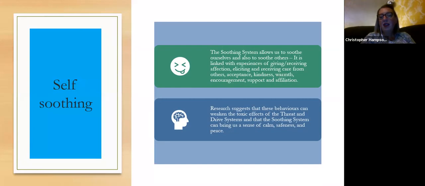So the soothing system allows us to soothe ourselves and also to soothe others. It's linked with experiences of giving and receiving affection, eliciting and receiving care from others, acceptance, kindness, warmth, encouragement, support, and affiliation. Research suggests that these behaviours can weaken the toxic effects of the threat drive systems, and that the soothing system can bring us a sense of calm, safeness, and peace.